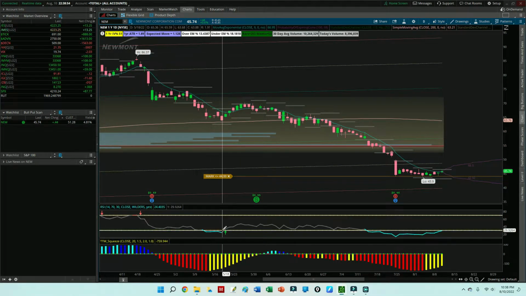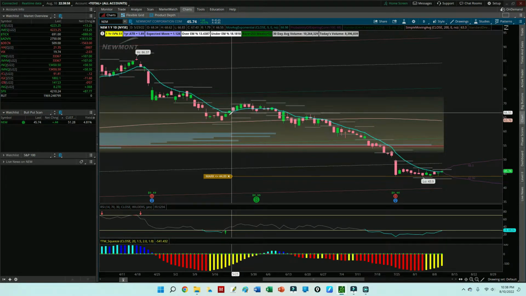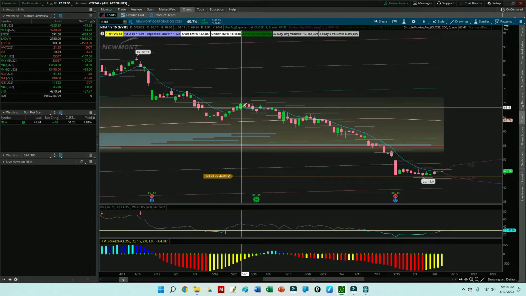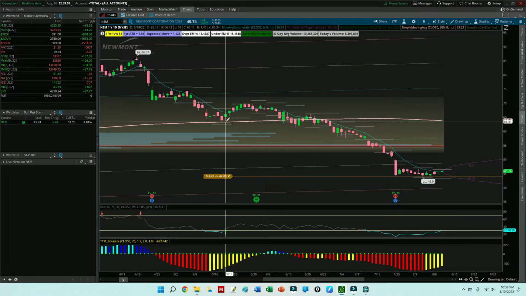You can see last time RSI dipped below, when it came out of the oversold area, we did get a nice run up. In fact, more than I would anticipate, given the fall from here.